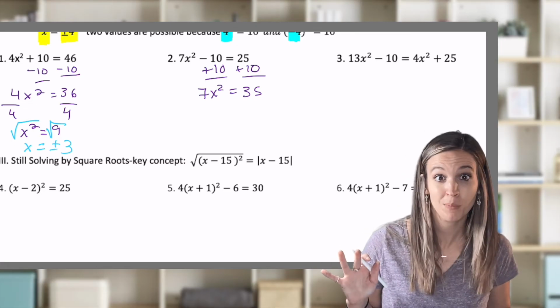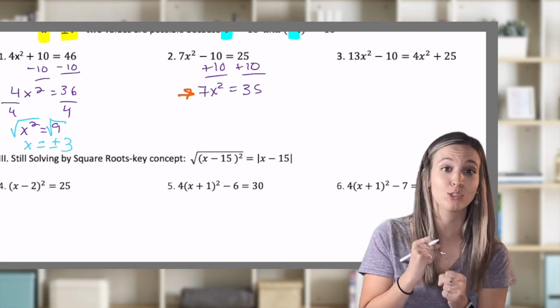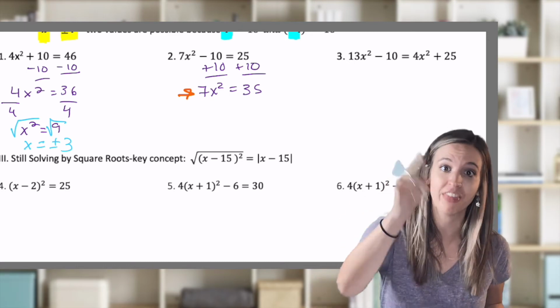Now remember what Mrs. Peart said. Do not square root at this step. You have to isolate the x squared first. So get rid of that 7, then you can square root.